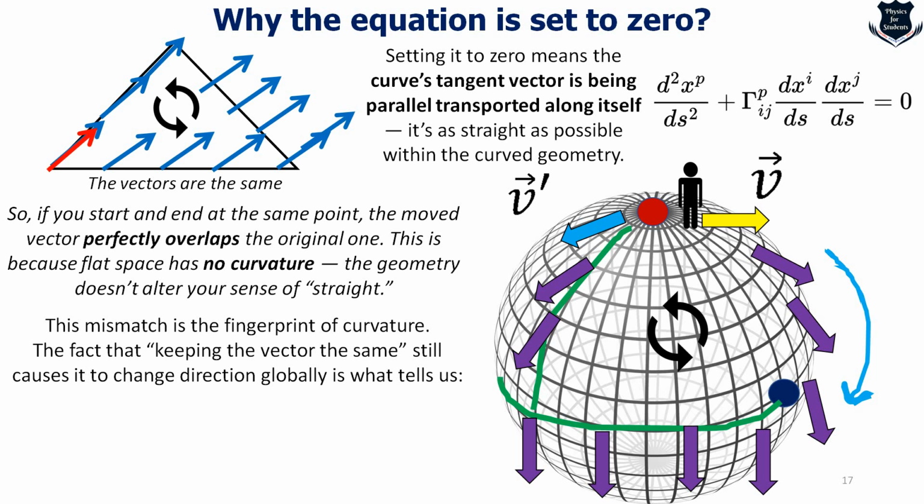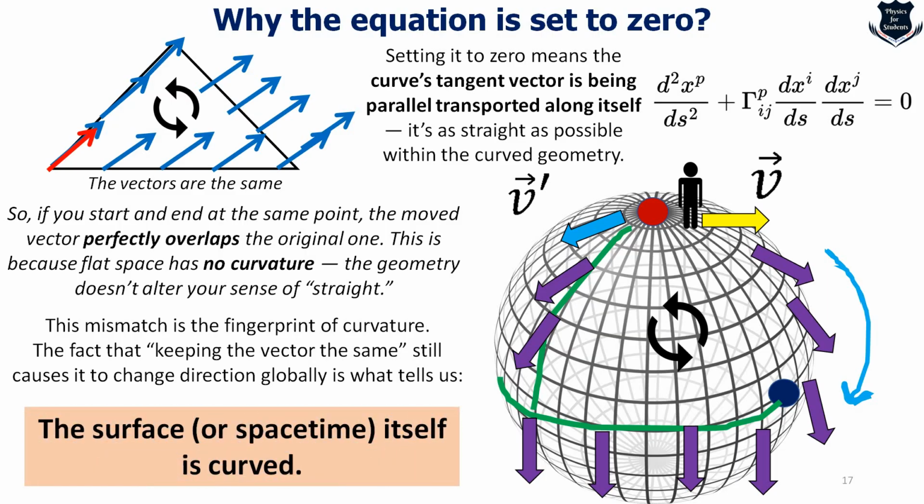That means that keeping the vector the same still causes it to change direction globally, and that tells us that the surface of space-time itself is curved. So this is what is called parallel transport, and setting the Christoffel symbols to 0 actually means it is being parallel transported. In the first Euclidean case we parallel transported, and the vectors overlapped, signifying curvature is 0. Here we are parallel transporting and we are seeing a gap, which tells us that the space-time is curved.